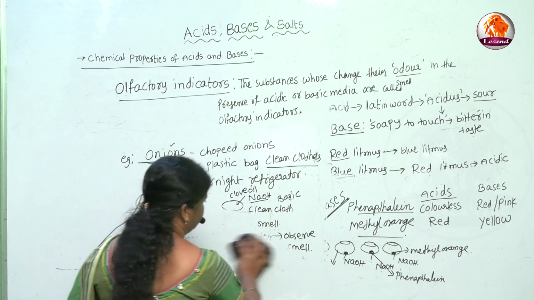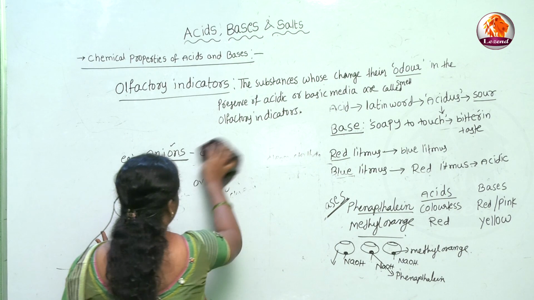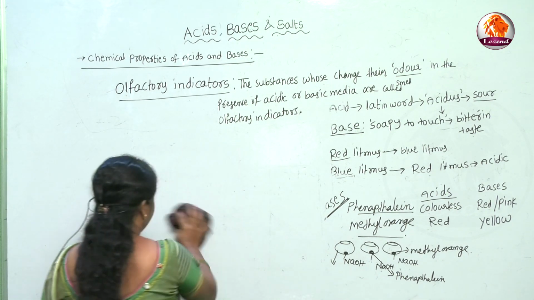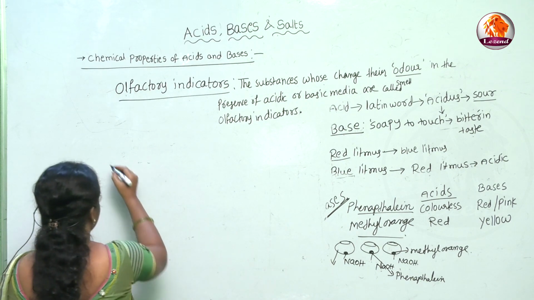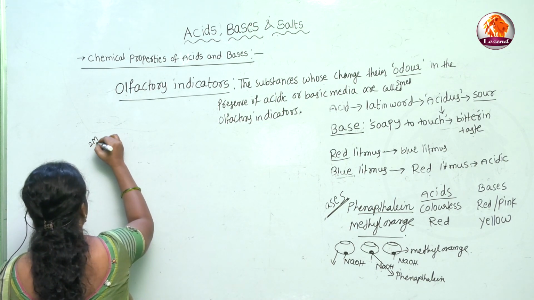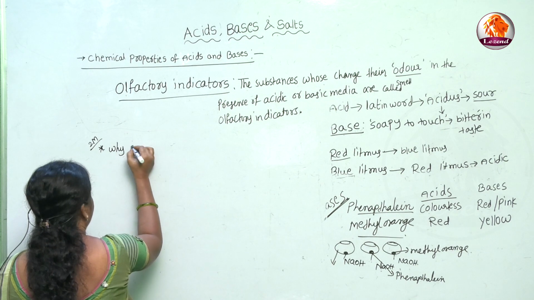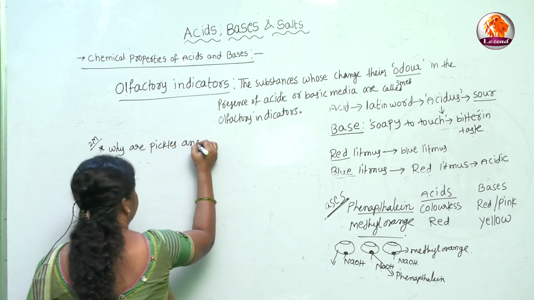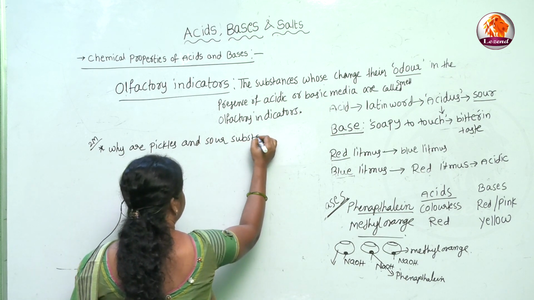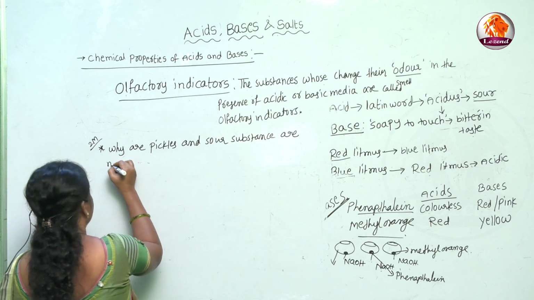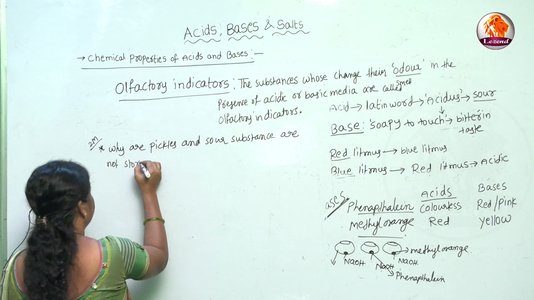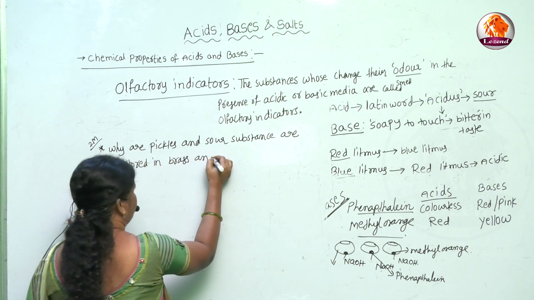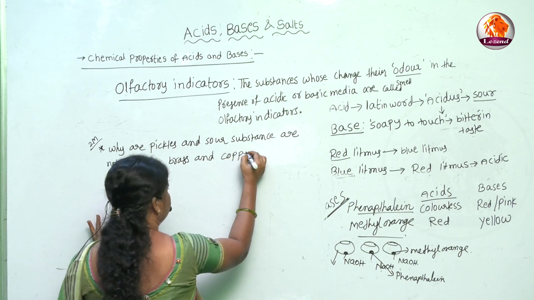With the basic questions on acids and bases, they will always ask for a 2 marks question: why are pickles and sour substances not stored in brass and copper vessels?